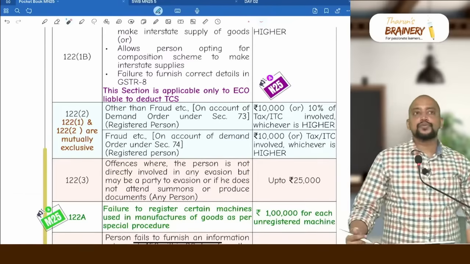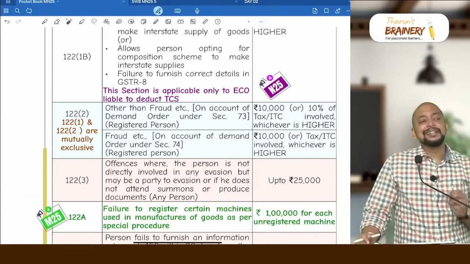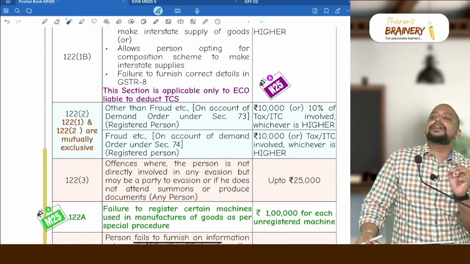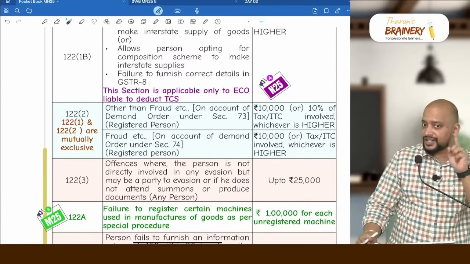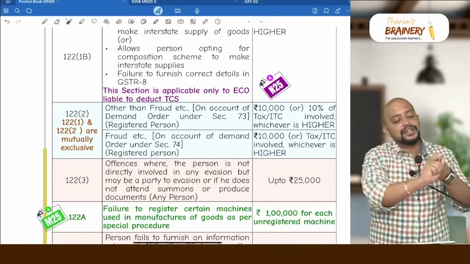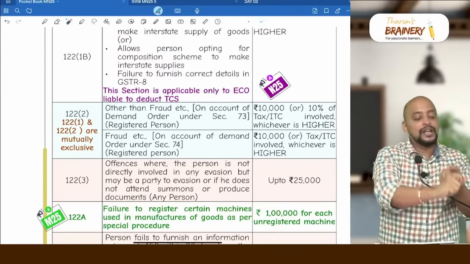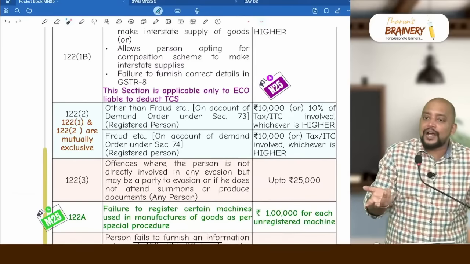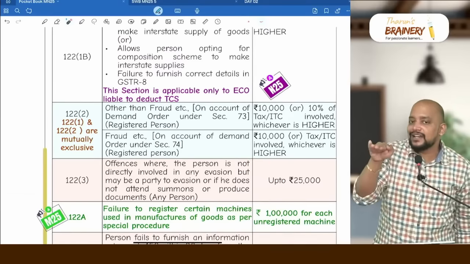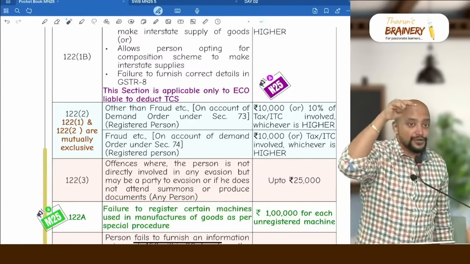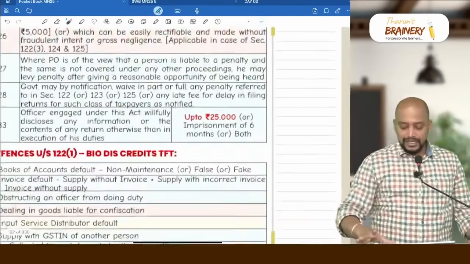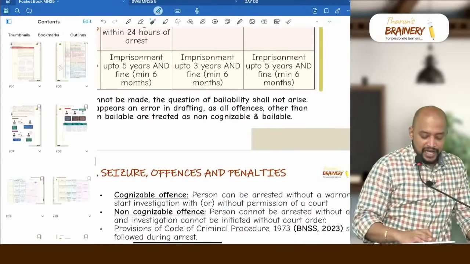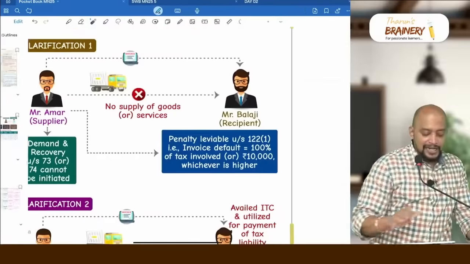For this purpose, remember, whenever there is a tax due on a person, then only demand and recovery will be initiated under 73/74. Only when demand and recovery is initiated under 73/74, then 122 subsection 2 will come. If there is no tax due against that person, only penalty needs to be levied, then it will be 122 subsection 1. We can understand this with the help of 3 clarifications given under the demand and recovery chapter.